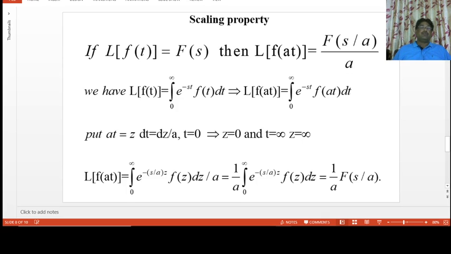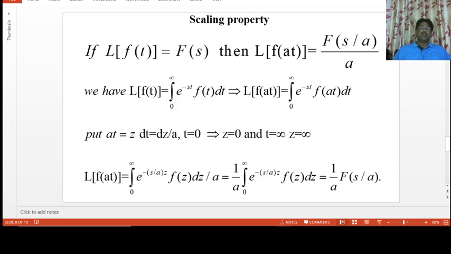Now, by definition, L of f of t is equal to the integral from 0 to infinity of e raised to minus st into f of t dt. That implies L of f of a t. That means in place of f of t, you have to write f of a t. Now, we can make use of the substitution a t is equal to z. That implies dt is equal to dz by a. When t equals 0, z is equal to 0. When t equals infinity, z is equal to infinity.